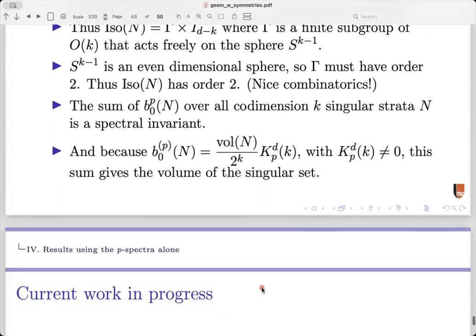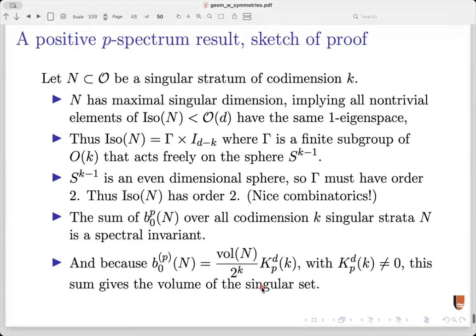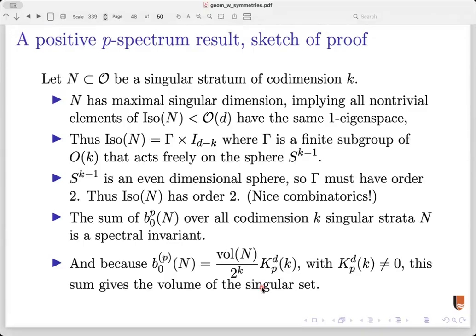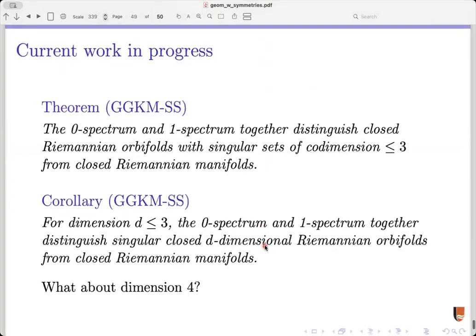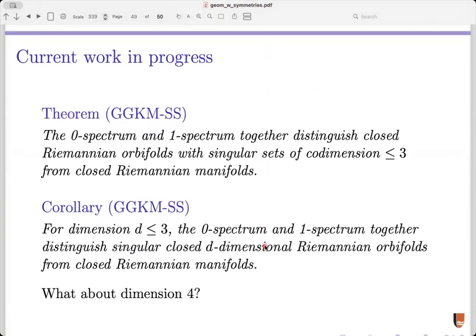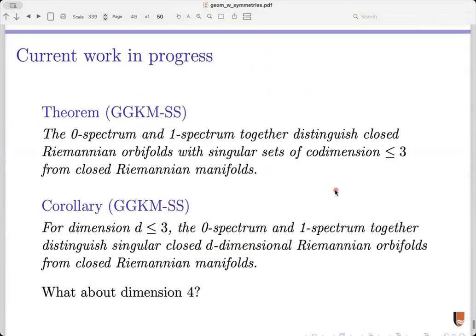Let's see. So, some results there from the P spectrum. I think I'll wrap up by just checking in on my current work in progress. I have been working with an undergraduate here at my college on this project, and I'll keep working. There's still work to do.